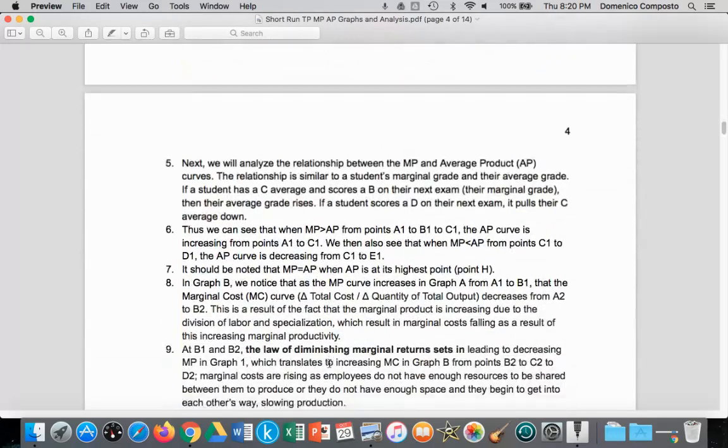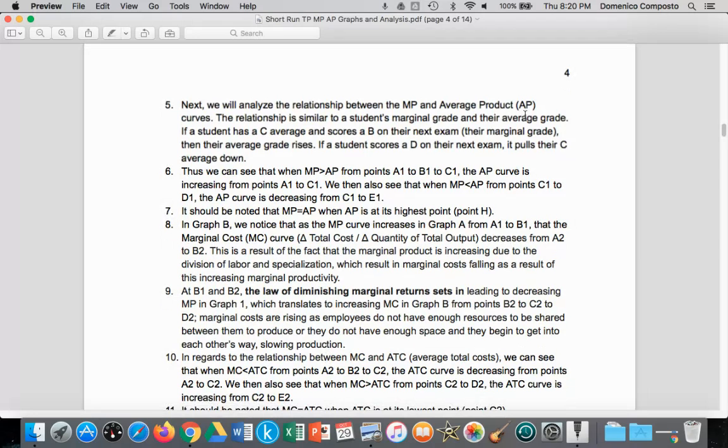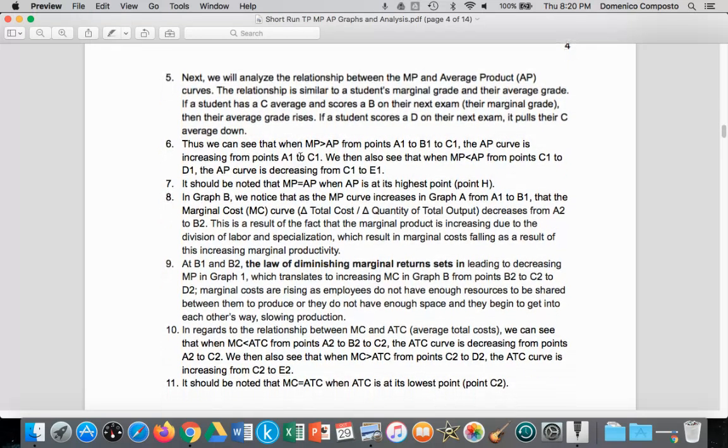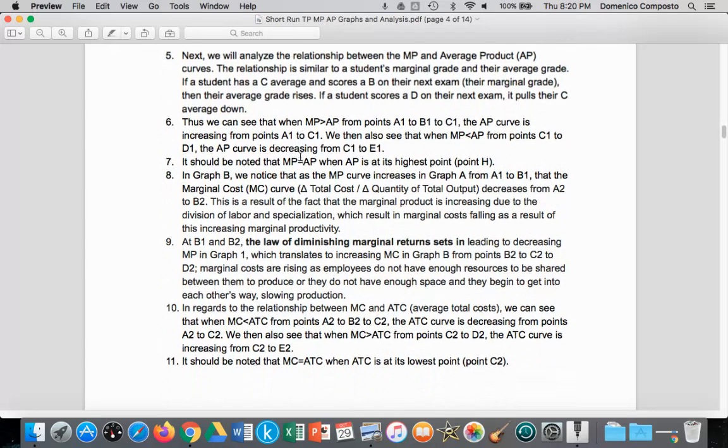Next, we will analyze the relationship between the MP and the AP curves. The relationship is similar to a student's marginal grade and their average grade. If a student has a C average and scores a B on their next exam, which is their marginal grade, then their average grade rises. If a student scores a D on their next exam, it pulls their C average down.